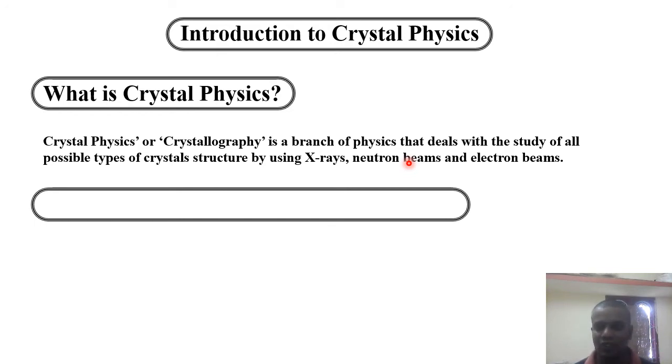If you are firing an electron beam, the diffraction pattern will change according to the behavior of the material, the internal arrangement of the atoms. That's why we use X-rays, neutron beams, and electron beams to study crystal physics, because we can't directly focus on the atomic structure, the crystal structure.